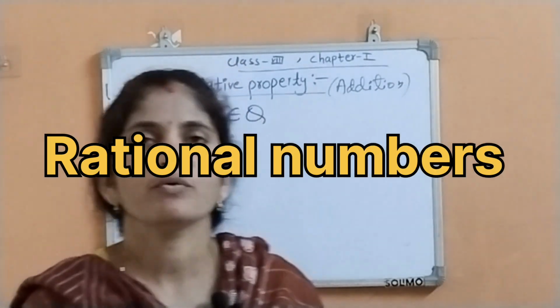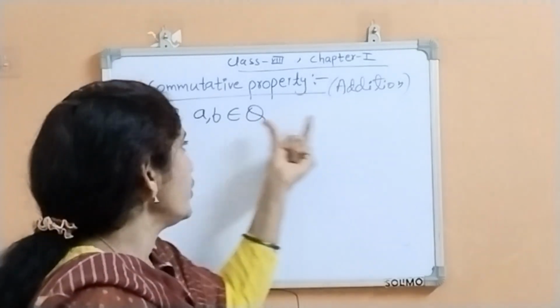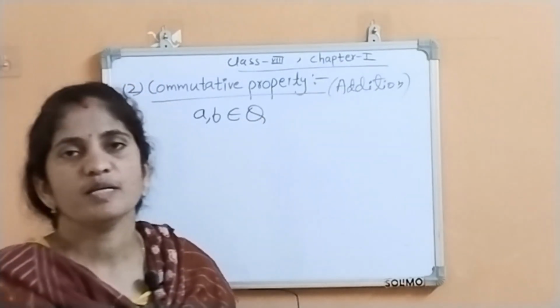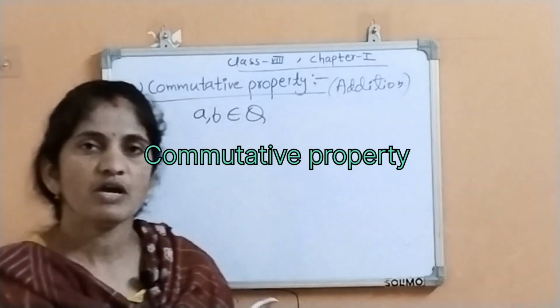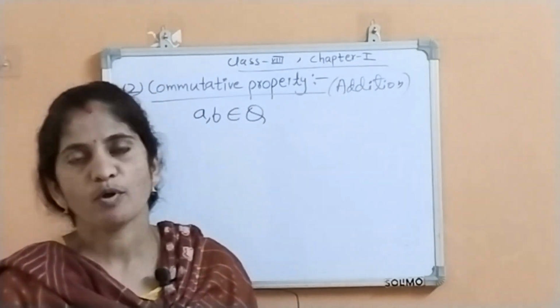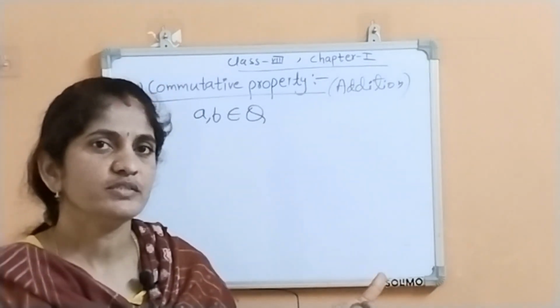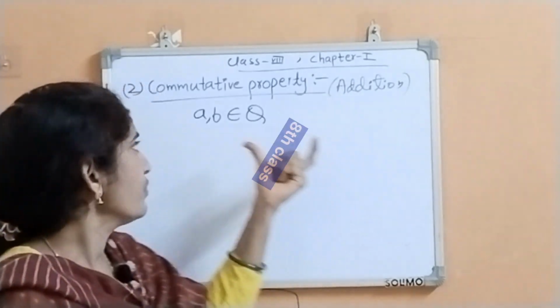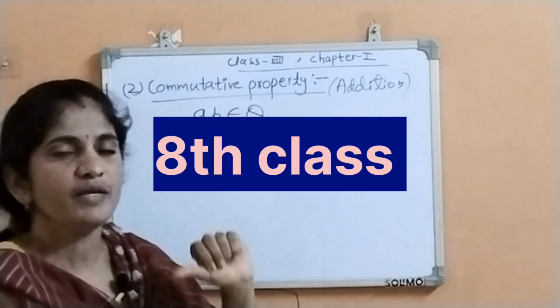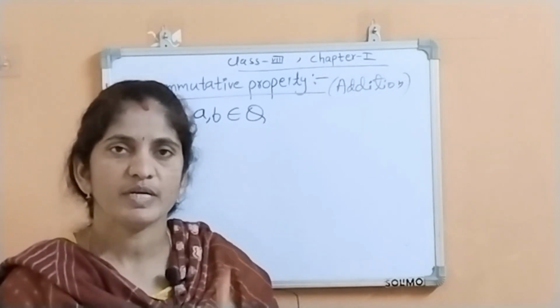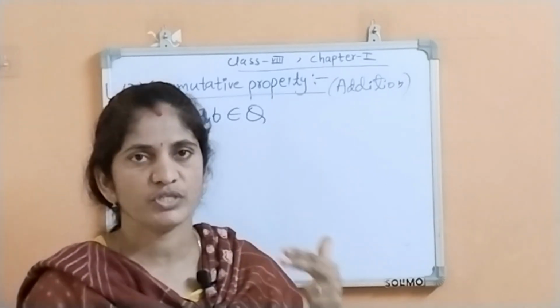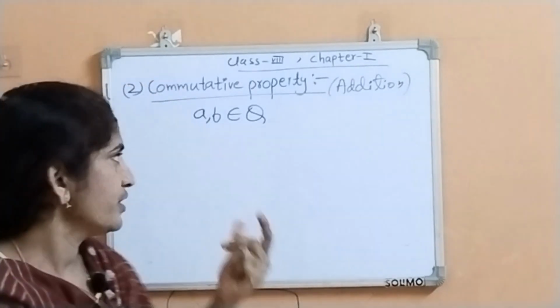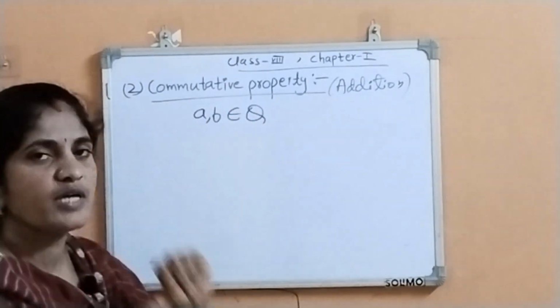In today's class we are going to discuss the commutative property of rational numbers. In the previous videos we have already discussed the closure property of rational numbers. So today's video we are going to discuss the commutative property under addition, subtraction, multiplication and division, and check whether it is possible or not. So what is the commutative property?